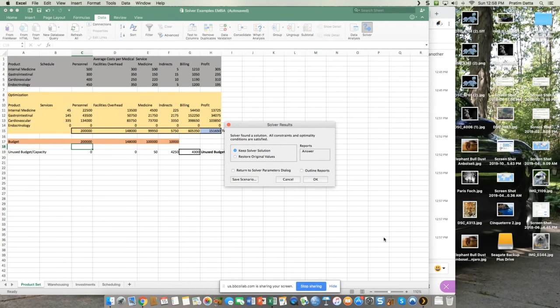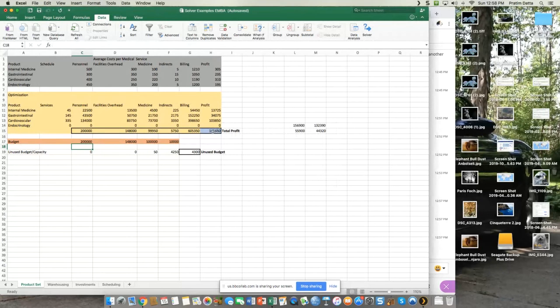And Solver found a solution. It basically says, based on this setup, don't offer any endocrinology. Offer 335 cardiovascular services every week, 145 gastrointestinal services, and 45 internal medicine services.